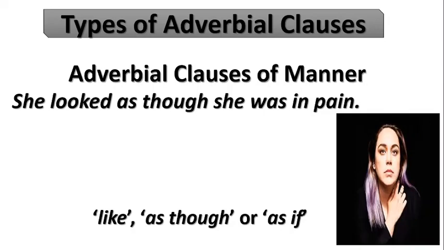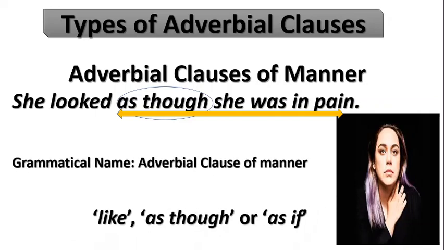Or should I say, how did she look, because of the sentence I've given? As though she was in pain. So you can see the subordinate conjunction as though. Automatically we have seen the clause as though she was in pain, which cannot stand alone. Because you ask, how does she look? How? Answer the question, how? So we know by asking that question, how, it is an adverbial clause of manner.